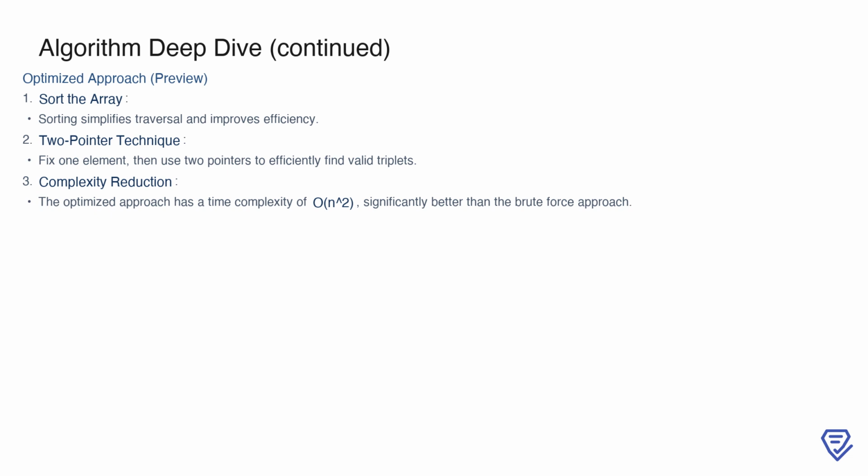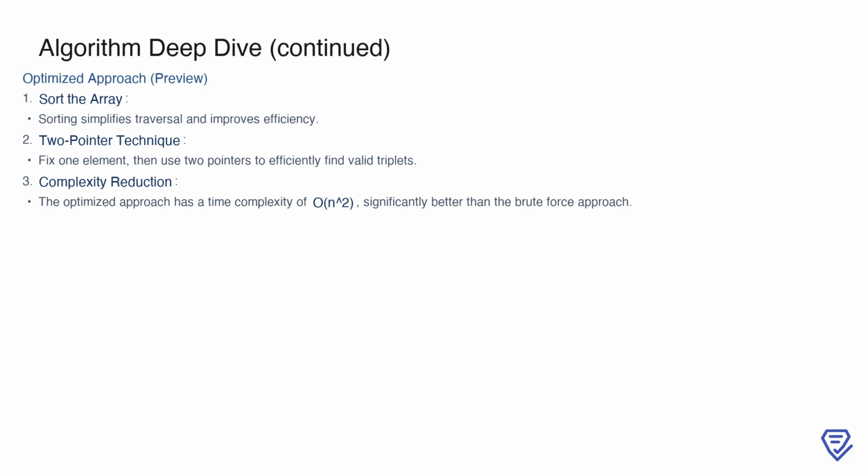To address the inefficiencies of the brute force method, we can turn to an optimized approach. First, sorting the array simplifies the problem by allowing us to use structured traversal methods. Once sorted, we can fix one element and use a two-pointer technique to efficiently find the other 2 elements that form valid triplets. This method eliminates the need for the innermost loop, significantly reducing the computational complexity from O(n cubed) to O(n squared).